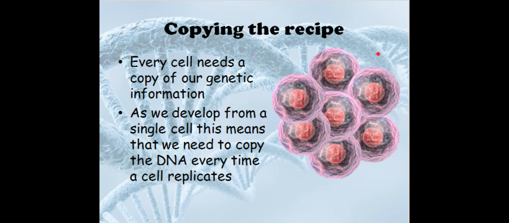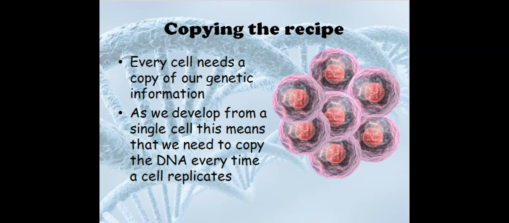Every cell needs a copy of our genetic information. We remember that DNA is found in every living cell, and we need to make a copy of that one before we can start to produce new cells. I want you to think of the DNA just like a really, really old ancient book. We don't want to use that DNA itself, because it is so vital. It codes for everything in our body.